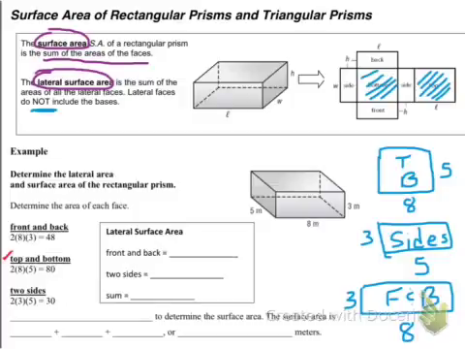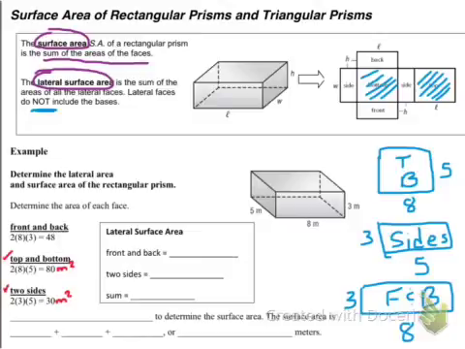So 5 times 8 is 40, 2 times 40 is 80. So for the top and bottom, we have 80 square meters. We're talking about area. We're not doing volume, we're looking at area of all the faces. Then we can move back to the two sides, and the sides are both 5 by 3. So 5 times 3 is 15, but there are two of those. So 2 times 15 is 30. That gives us 30 square meters.